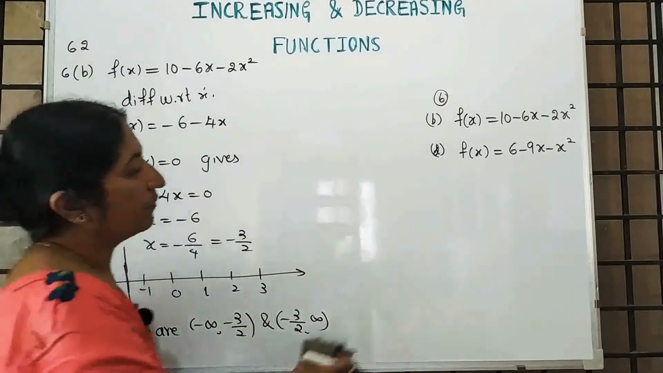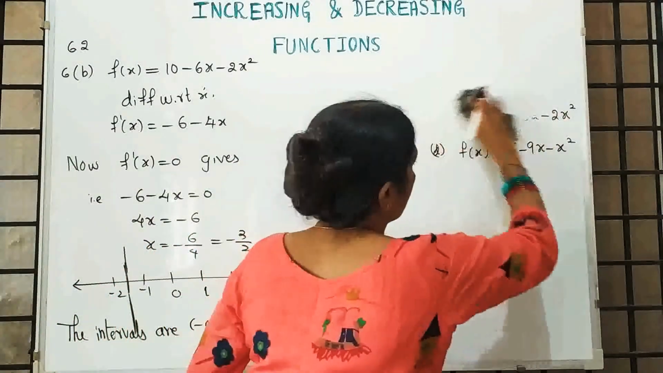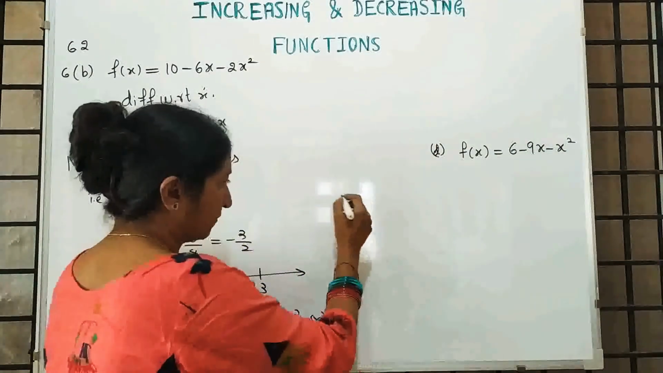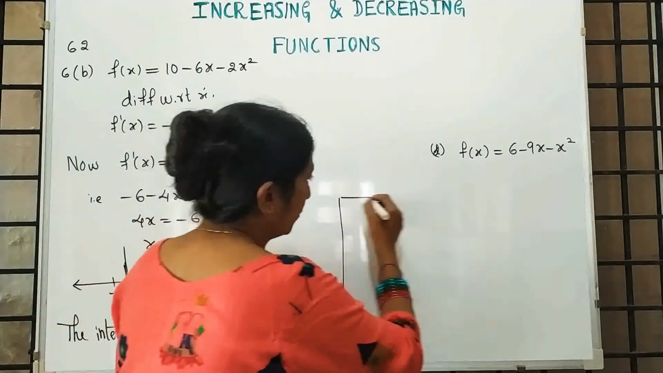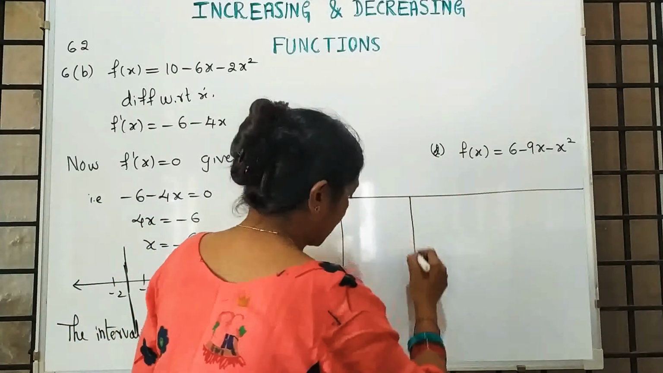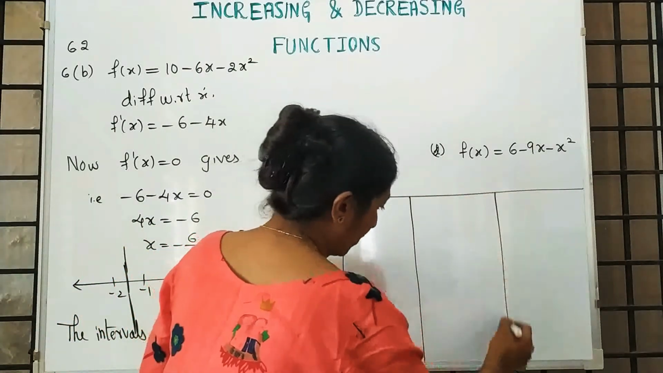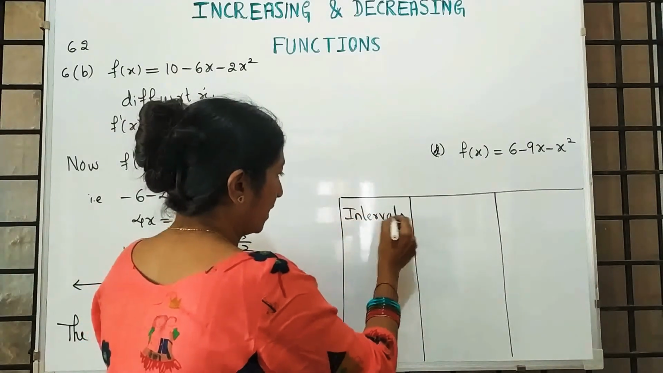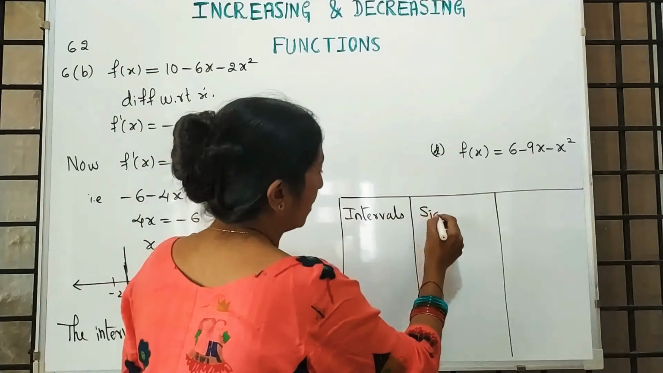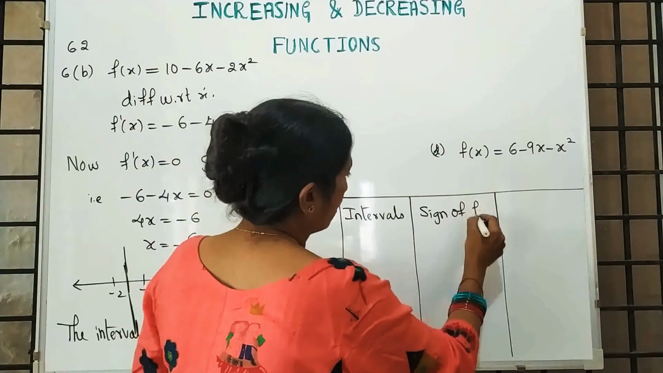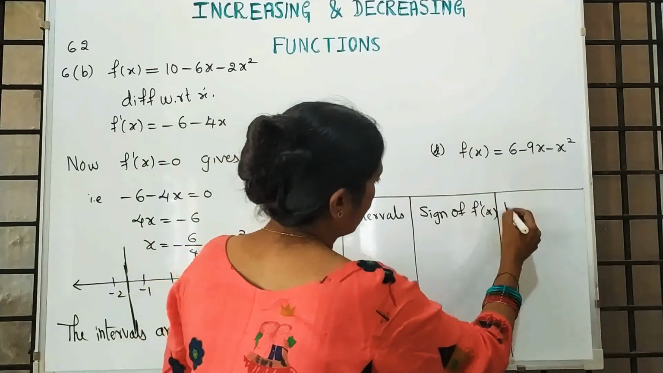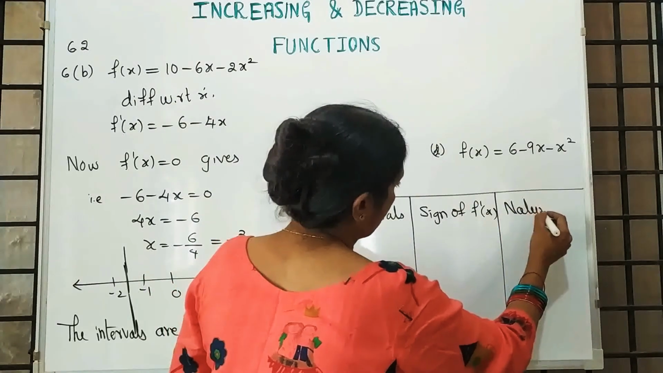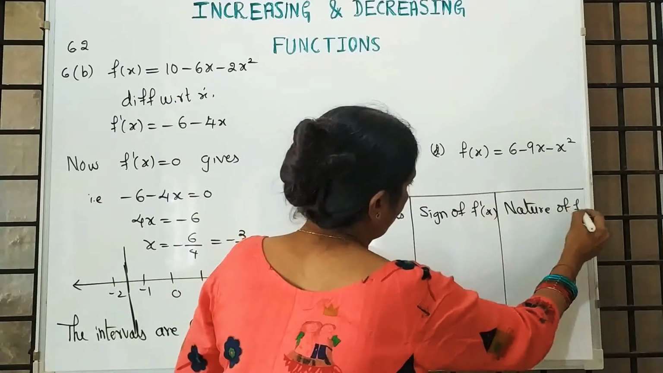Now, make a table to see where it is increasing and where it is decreasing. If you make a table, you will not make any mistakes. Here, first in the column we have to write the intervals. In the second one we have to write the sign of f'(x). Next, the nature of f, that means whether it is increasing or decreasing.